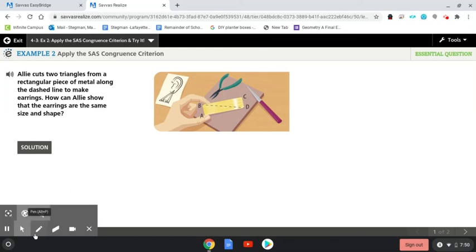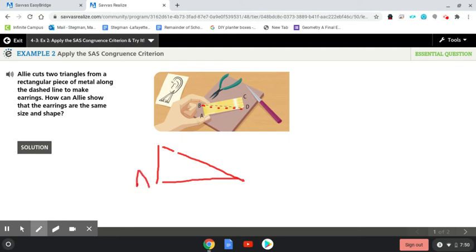So for this question, it says, Ali cuts two triangles from a rectangular piece of metal along the dashed line to make earrings. How can Ali show that the earrings are the same size and shape? So for this, what we want to do is split this into two triangles, right? I do one triangle like this.